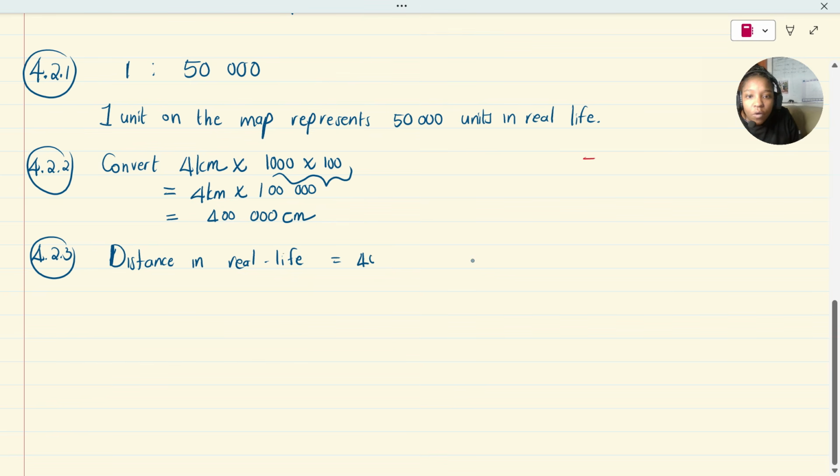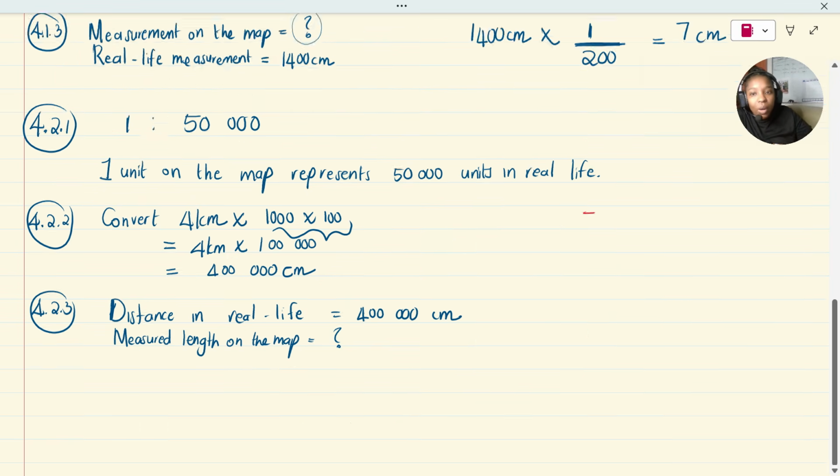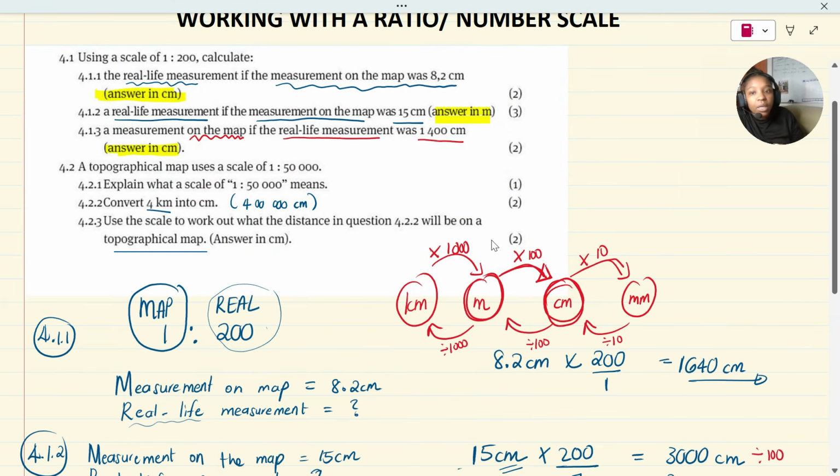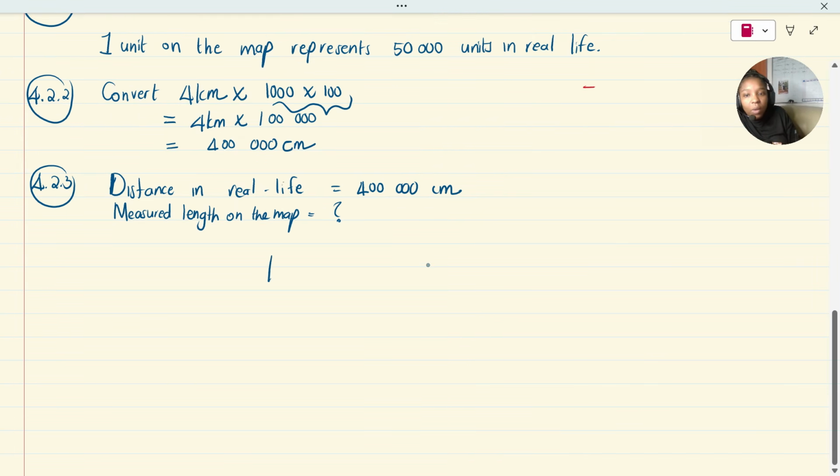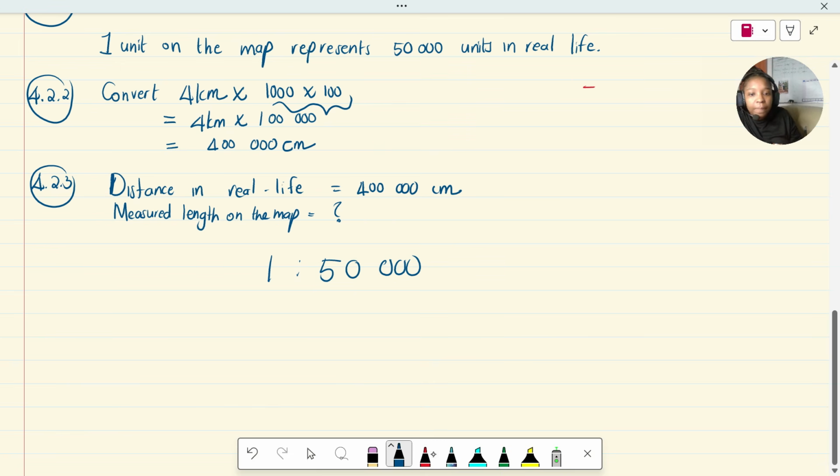That 400,000 centimeters is the distance in real life. What are we asked to calculate? We are trying to determine what is the measured length on the map. That is what we're trying to determine. What is the scale that we're going to be using in this case? We're going to be using that scale of 1:50,000. What does the scale mean? 1 unit on the map is equal to 50,000 units in real life.